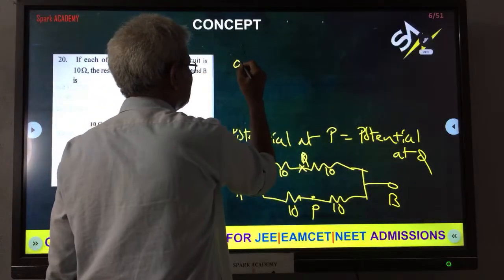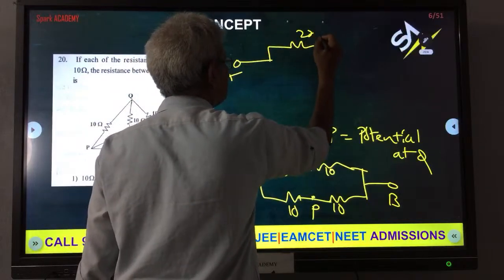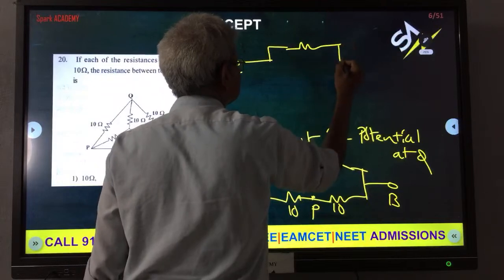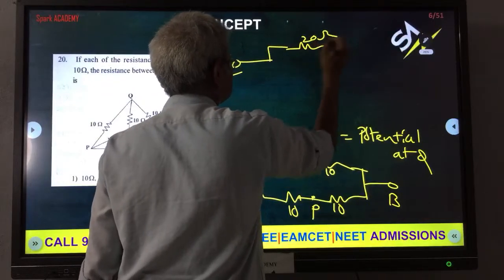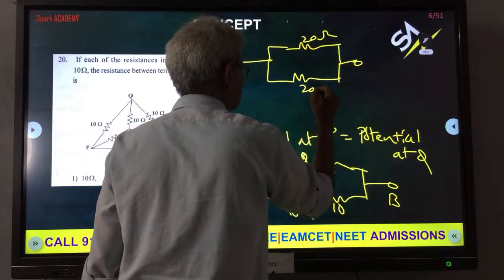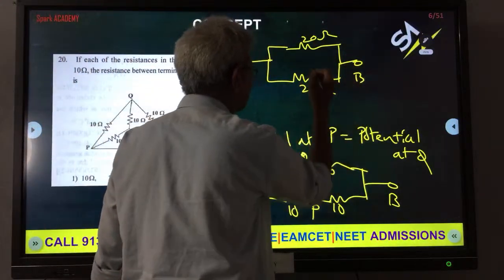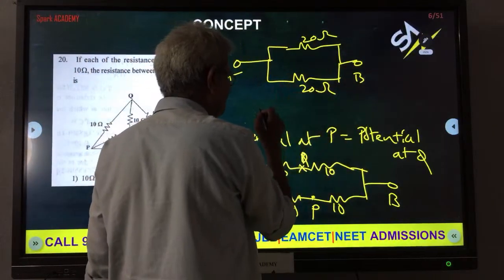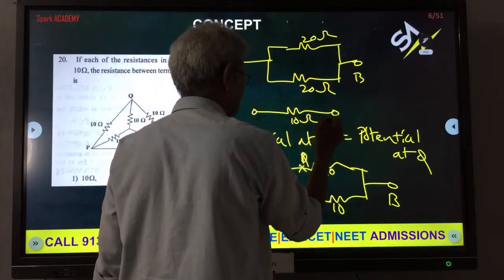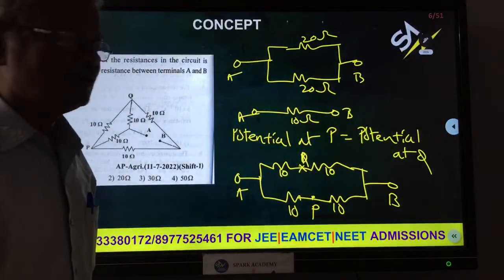So next is this one. 10 and 10 in series means how much? It will be 20 ohms. This is also 20 ohms. 20 and 20 in parallel means what will it be? 1 by 20 plus 1 by 20. So the answer is 10 ohms.